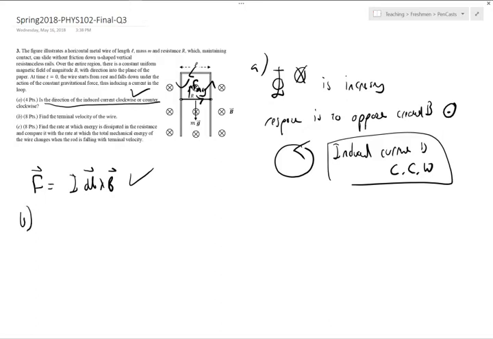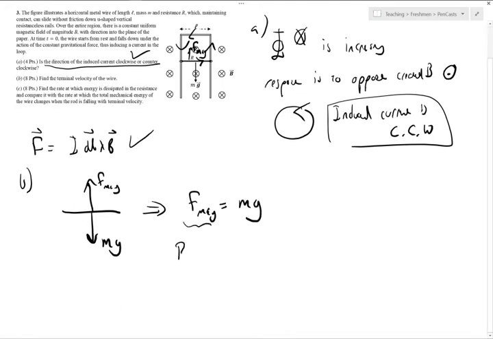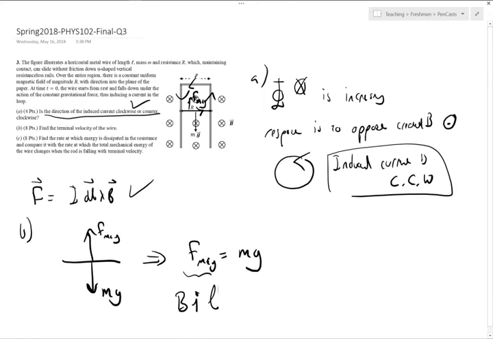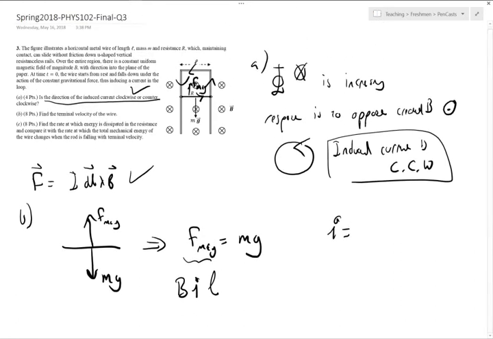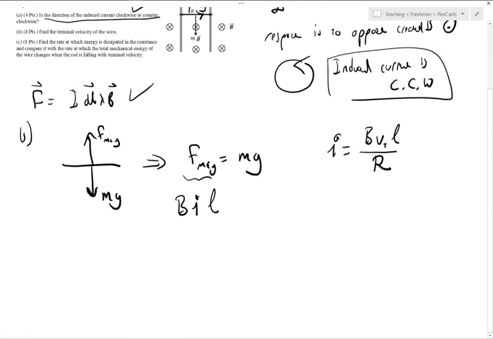What's the terminal velocity of the wire? Terminal velocity means that this guy is actually moving at constant velocity, which means what are the forces on it? mg, and F magnetic. It means at terminal velocity, F magnetic must equal mg. F magnetic is B times I times L. How about I? Well, what's the induced EMF? It's B times V terminal times L divided by the total resistance.